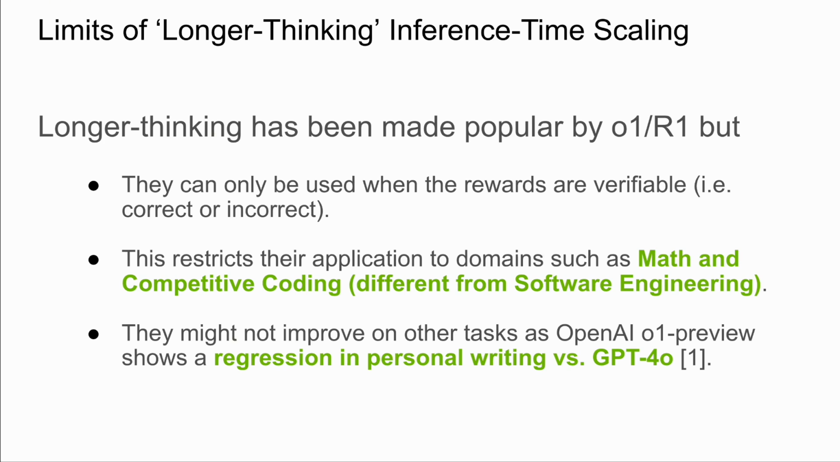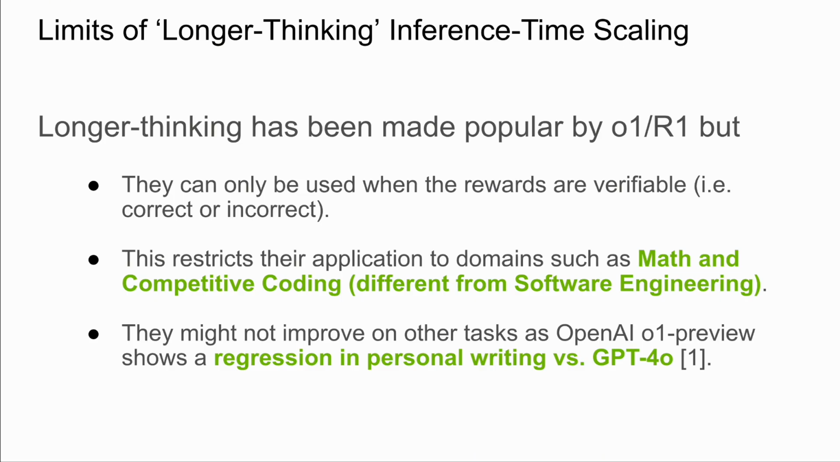And I think at the time when we were just working on this project, O1 was starting to get popular, and R1 came out of the blue and took the whole world by surprise. I was just thinking, would this new approach be complementary to it, or would it be totally different? I thought that this longer thinking approach is only very useful when the rewards are verifiable, i.e. to say whether they are correct or incorrect.